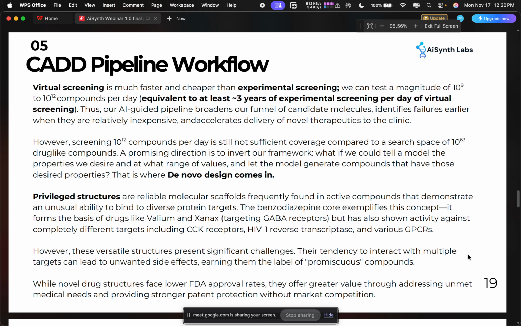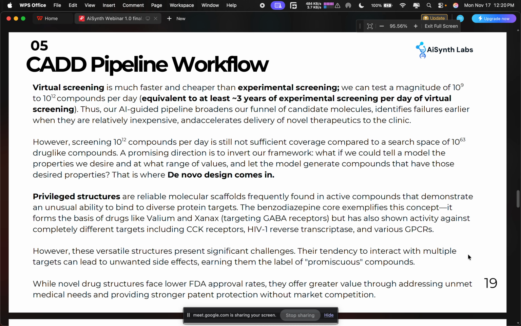Also, there's something we call privileged structures. These are structures that you frequently find in active compounds. The problem with privileged structures, and why we call them that, is that they can bind to so many proteins, like the benzodiazepines. They can bind to so many proteins.